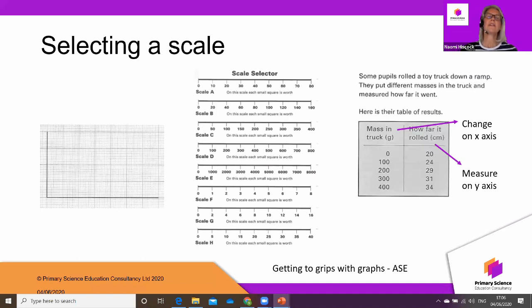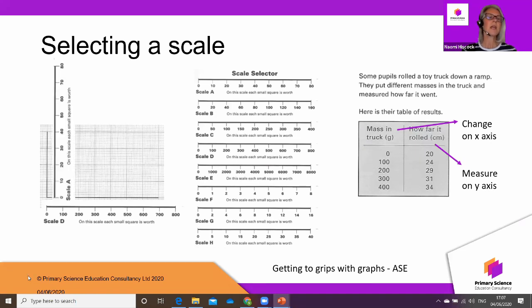Okay, this is actually really difficult for you doing it on screen because you can't physically move the scale selector. Now that you've had a little bit of time to have a look, I'll show you how it would work in practice. If I choose scale D, the numbers that I'm able to put on go up to 700, so 400 will fit. It's not great because it's going to be quite a scrunched up graph, but it's the best option available with those particular scale selectors. And then up the side, on the y-axis, I would be using scale A because that will go up to 40.